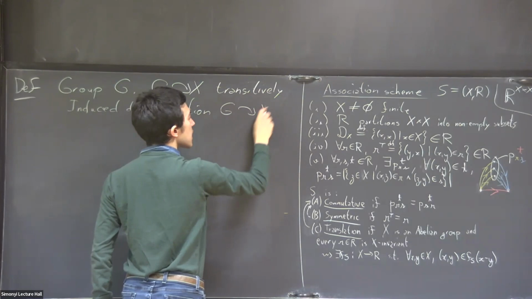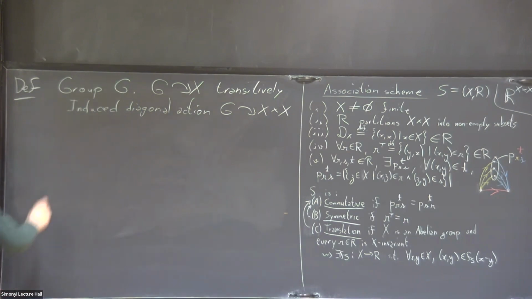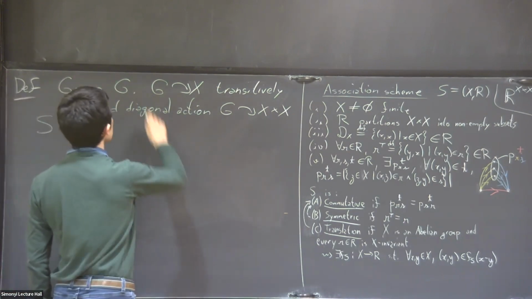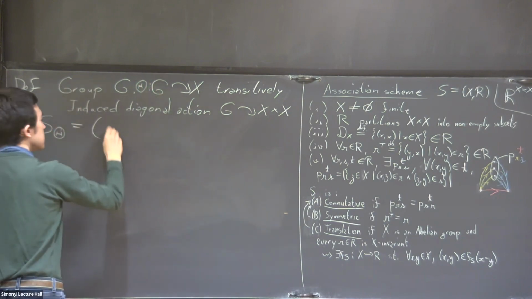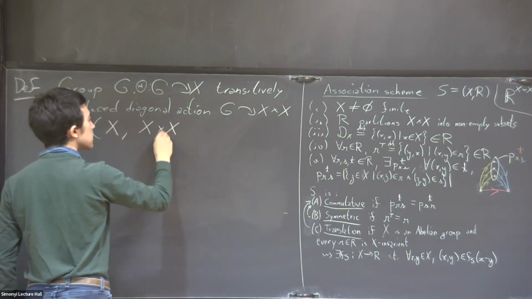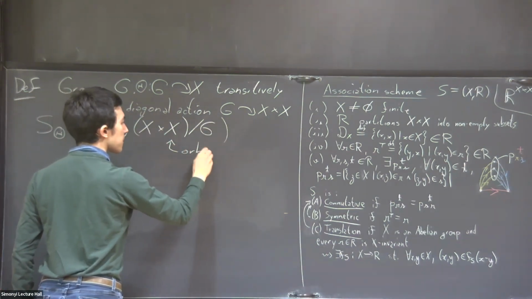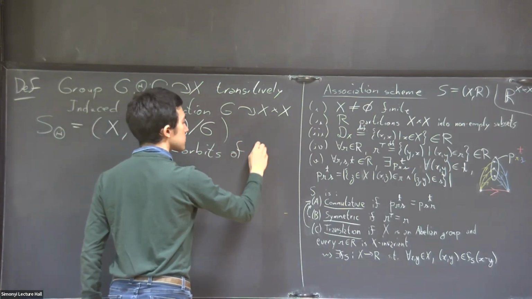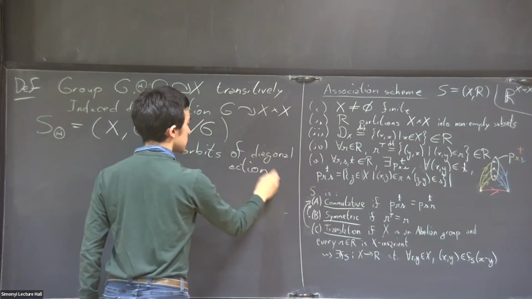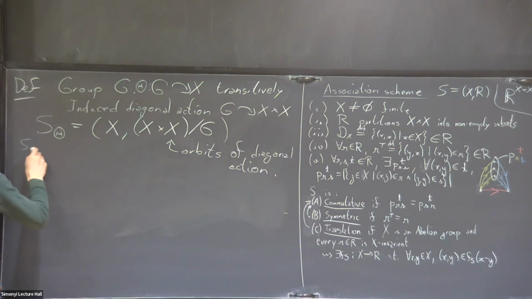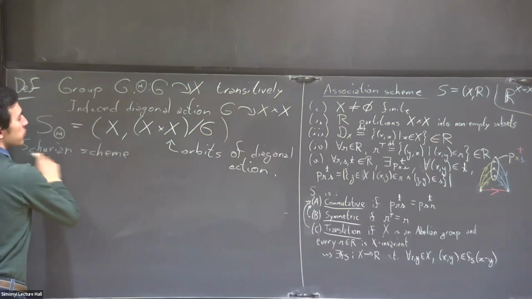of G on X cross X, right? So this just means, you know, take a sigma here and act on both of the coordinates at the same time, right? And what we're going to define, so maybe let's call this action theta, is R_theta, this set of pairs here. So what do I mean by this? This is just the orbits of the diagonal action. Right? And this is what is called the Schurian scheme, the Schurian scheme corresponding to this action, of course.